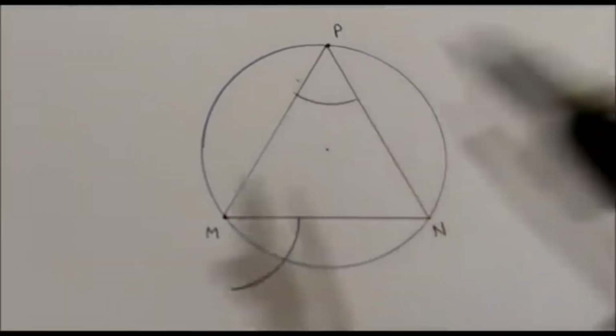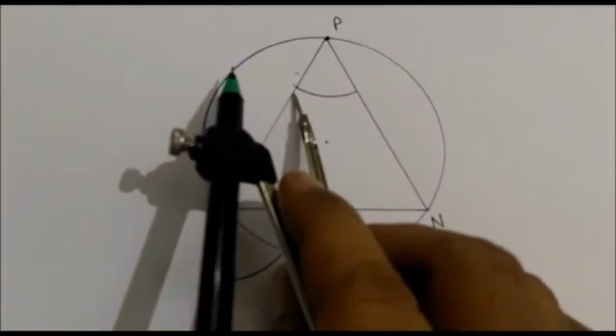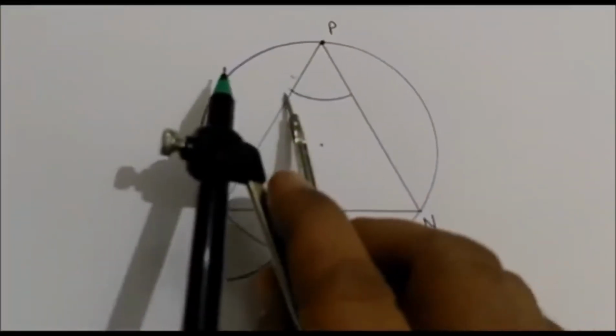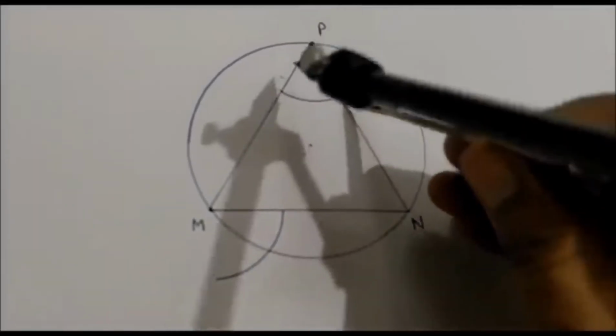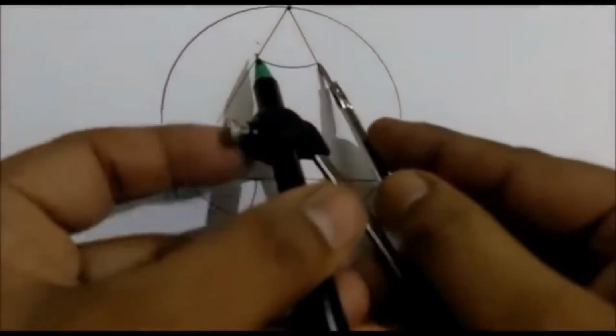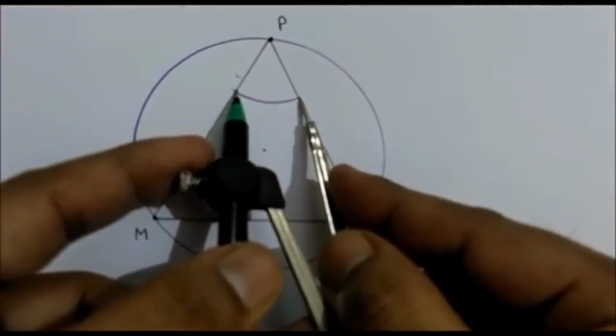Okay, now after that, you will take the length of this arc from this end to this end. Take this distance. See how you do that? Keep the rounder here and you can take this distance. You can see that, take this distance.